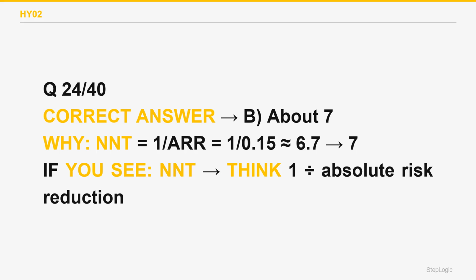The value of 15 confuses the ARR percentage with the NNT. The NNT is the reciprocal of the ARR, not the ARR itself. Choice A wrong. About 1.3 comes from taking 1 over the relative risk reduction, 0.75, instead of the absolute reduction. Choice E wrong. 1 over 0.15 again gives an NNT of about 7.